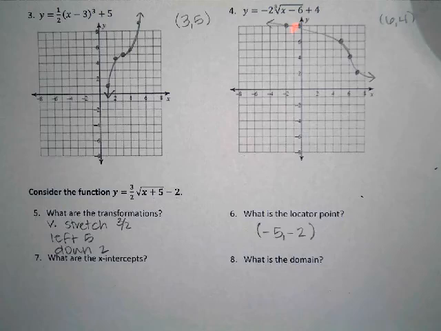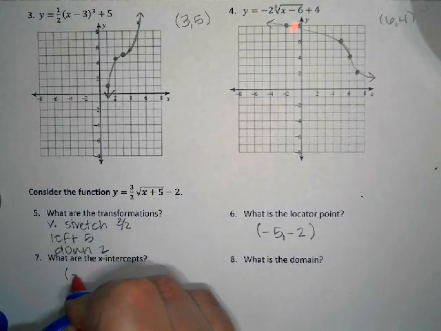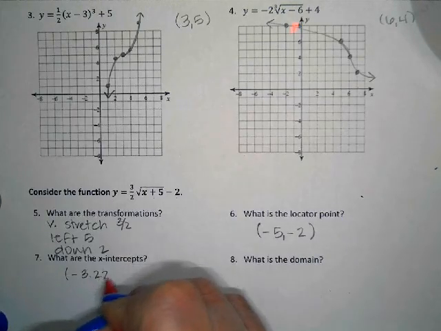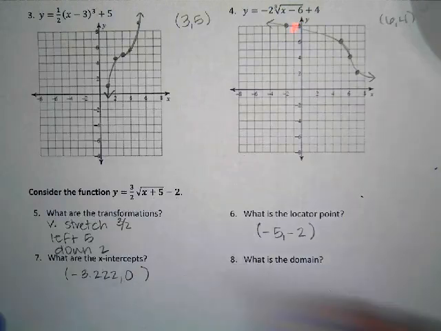So here's our locator point right there, -5, -2. What are the x-intercepts? How many x-intercepts are there? 1. There's 1 x-intercept and 1 y-intercept, but they're not asking for the y-intercept, so we shouldn't write it down. They just want the x-intercept, so there's just 1. So -3.2220. That's the only answer we write.